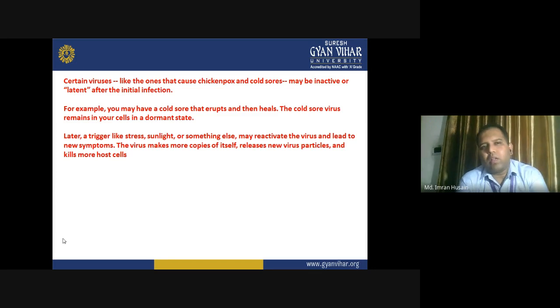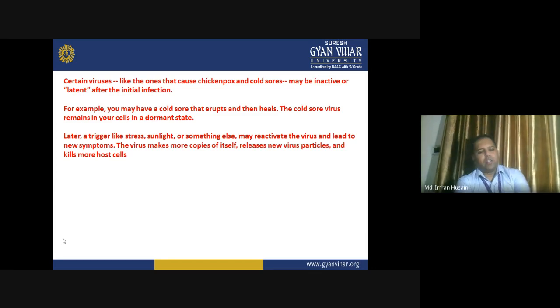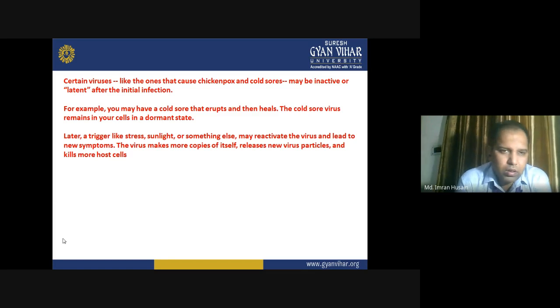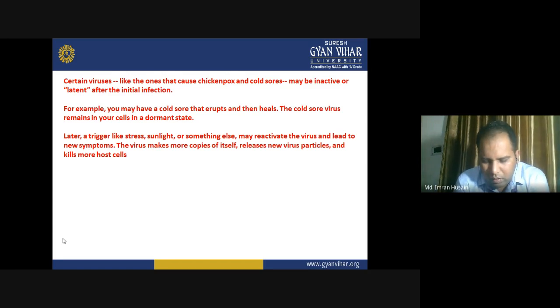So what will happen? You get some sort of viral infection and it heals after a significant period of time. But in that period, the virus has transformed itself and spread the infection, and then it became ineffective or inactive. But that virus is still present in your cells, and as soon as it gets favorable conditions, it will reactivate and again cause infection and new symptoms.